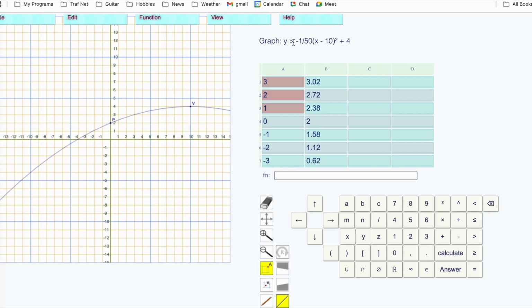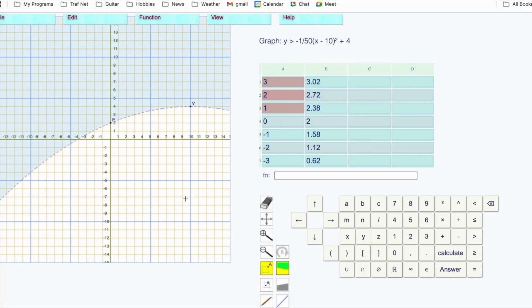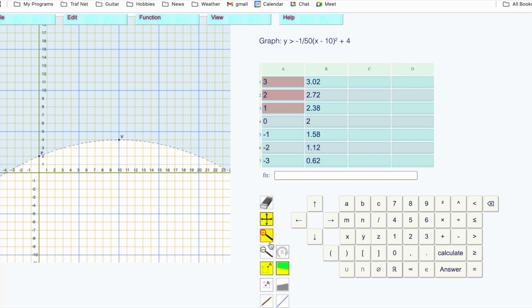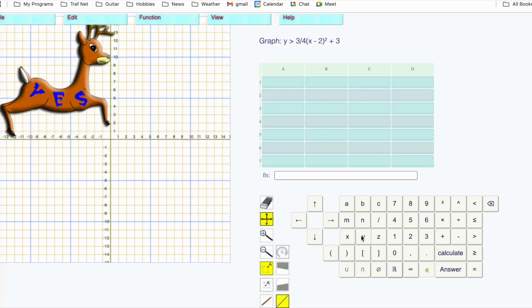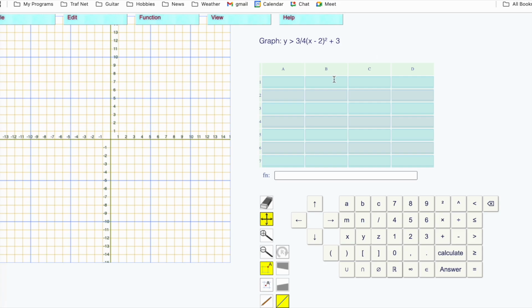We want to graph y is greater than this. It's not equal to, so it's dotted. Greater than, so we're shading above, like that. And this is our graph, and it looks like this. Then, if I press enter, so that is it for level 3. Have a good day.